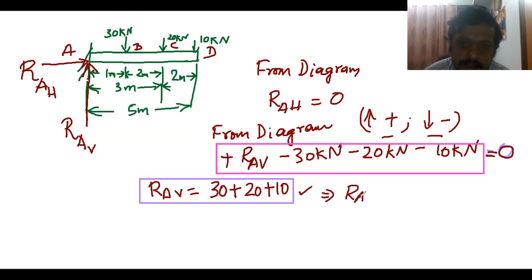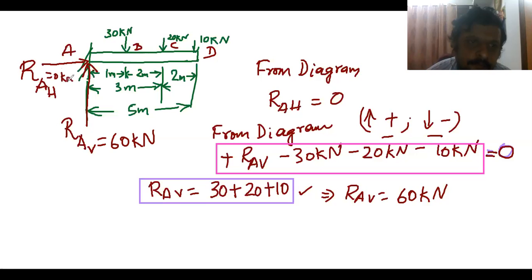We get RAV is equal to 30 plus 20, which is 50, plus 10 is 60. The total is 60 kilonewton. So RAV is 60 kilonewton, and RAH we take as 0 kilonewton. Now we have found all the reactions. What is left now is to get straight into the shear force diagram and the bending moment diagram. For that, let me draw the diagram again.